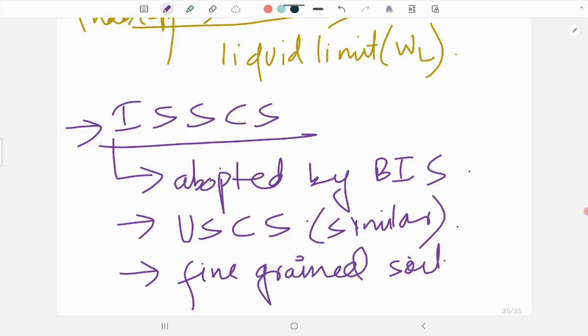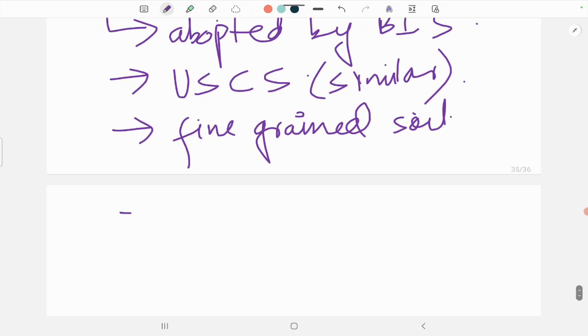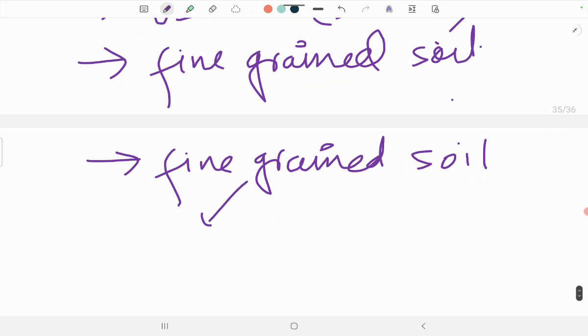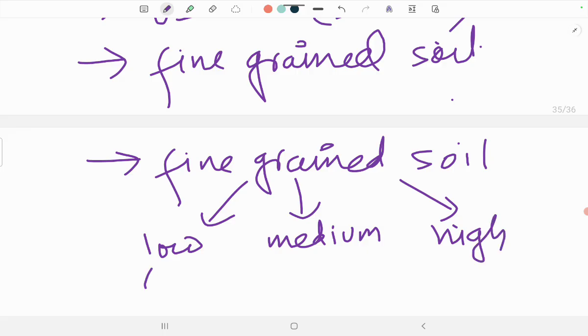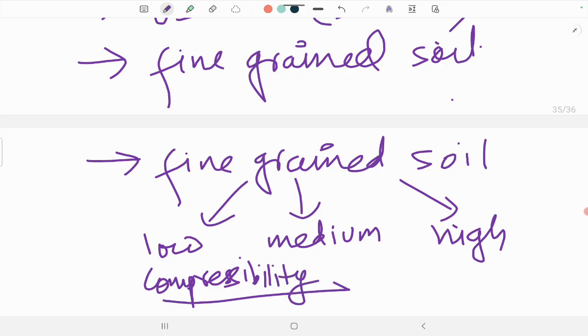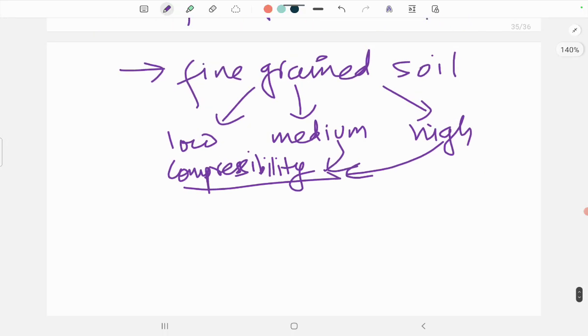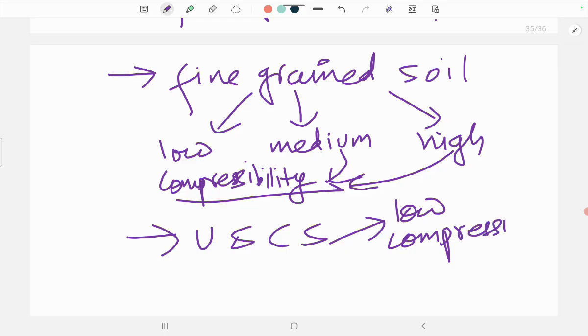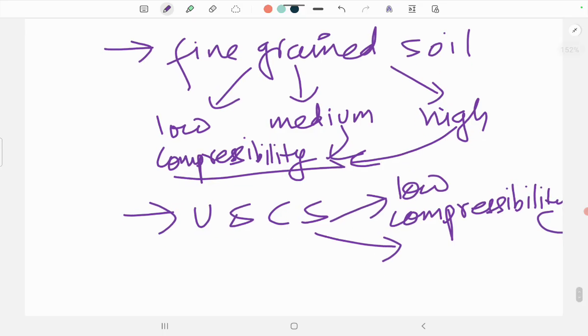The main difference lies in the fine grained soil, because the Indian soil classification system classifies fine grained soil as having low, medium, and high compressibility, whereas the Unified Soil Classification System classifies soil into low and high compressibility only.